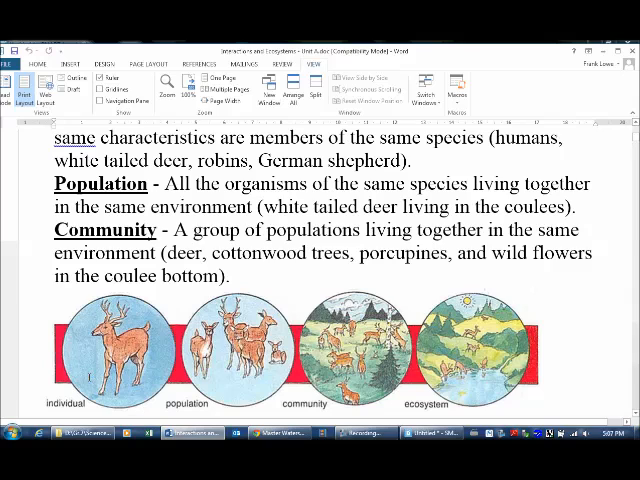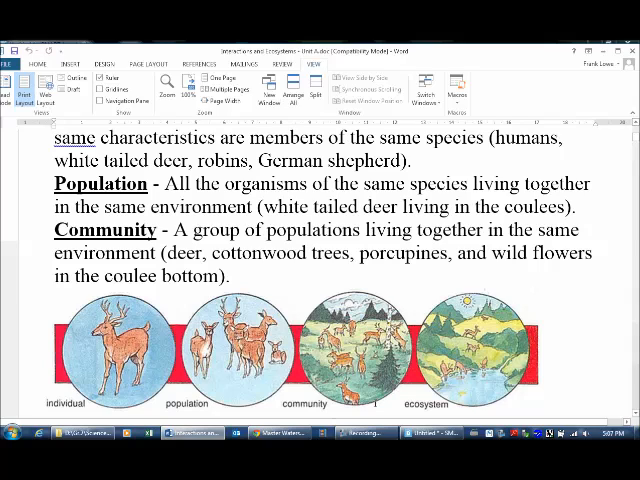Now, here's one picture that kind of depicts what we've just talked about. We always start off with one individual, which is always of one species. When you look at that group of that one species, that makes up a population. When you put different populations together in an area, like this one here, we have a community.